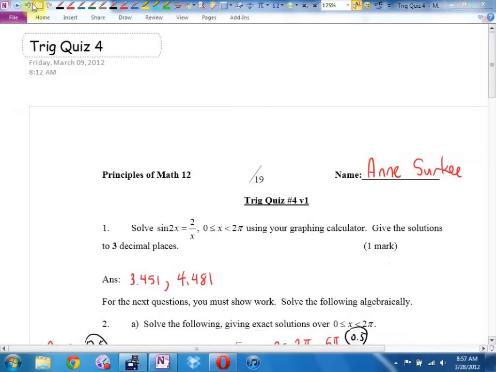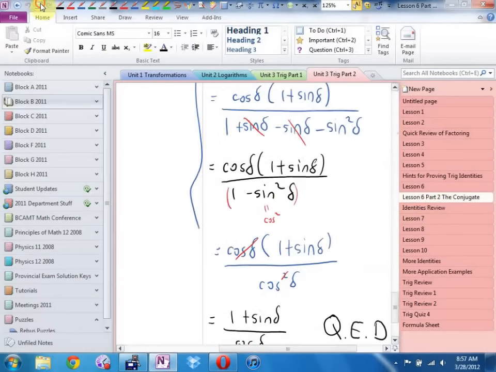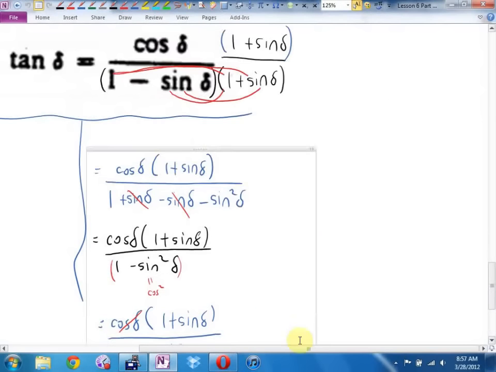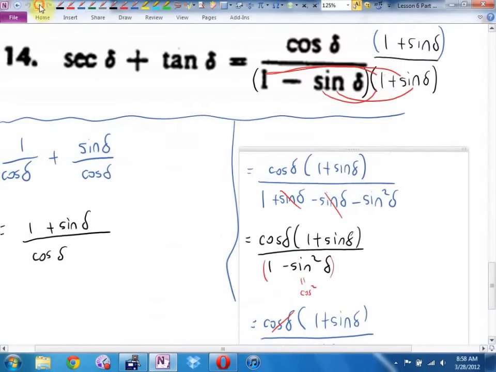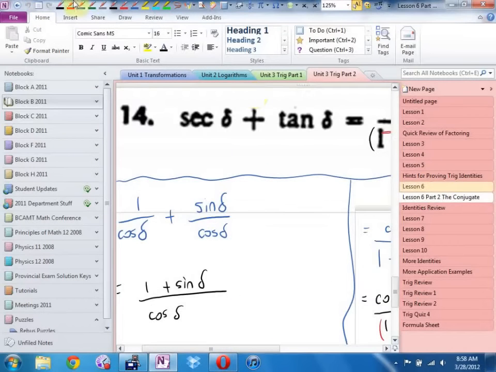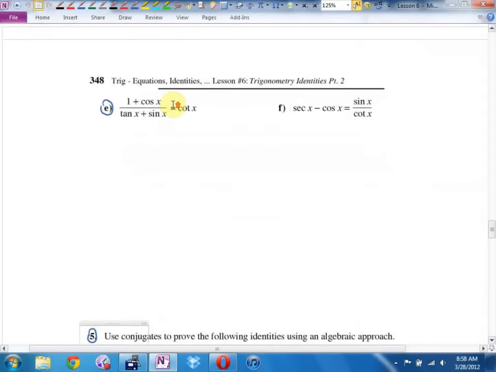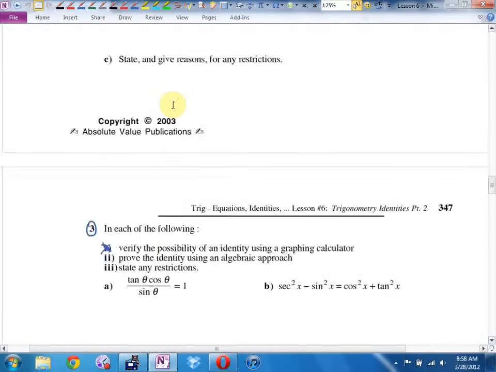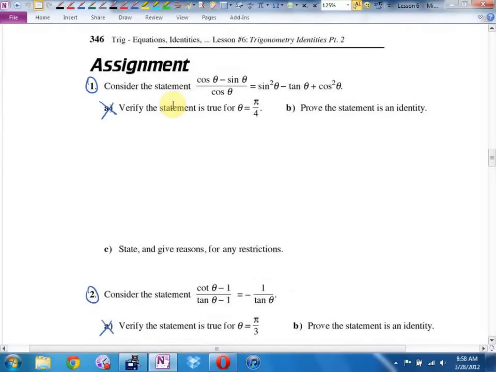So last day we looked a little bit more at identities. Specifically, we did some practice, and then I introduced to you the concept, my last resort concept, what we called the conjugate. I gave you some questions to try from the workbook and some questions to try from the Great Big Identities Review. But if you can open your workbook, please, to page 346.